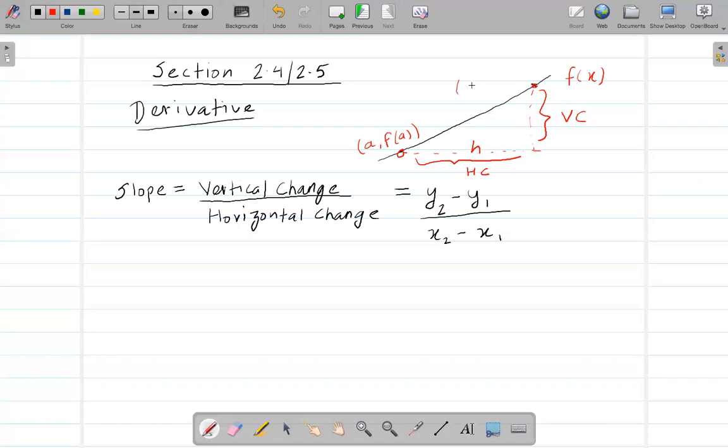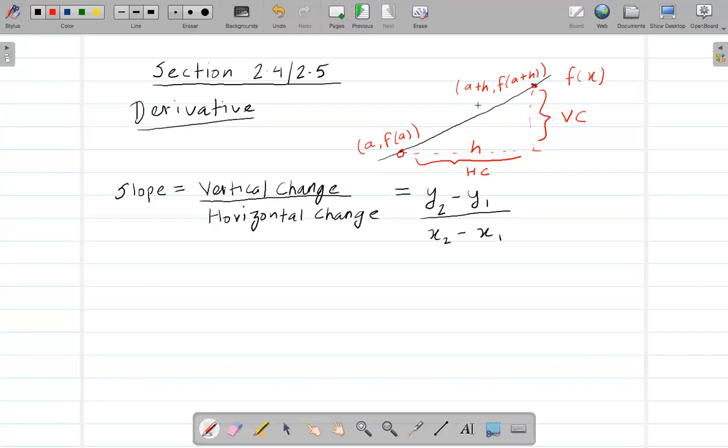So a plus h is the x, and the y must be f of a plus h, right? So this is a new point. So a plus h is x, and f of a plus h is y. Okay, so now, this is how we are going to define 2 points on the line.